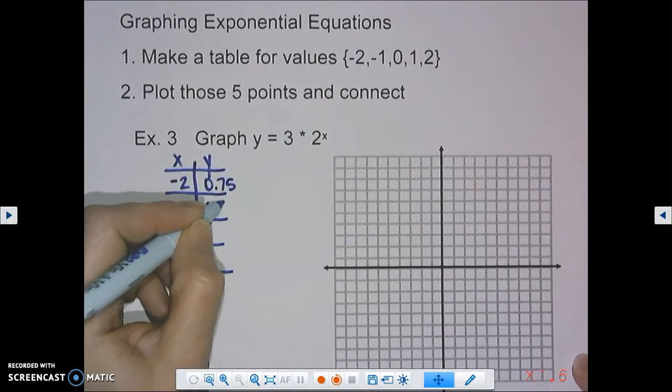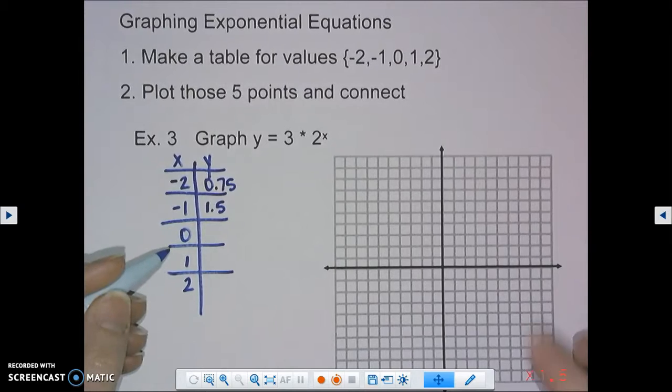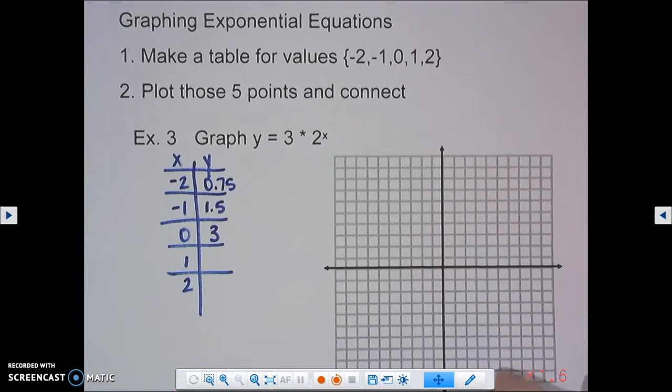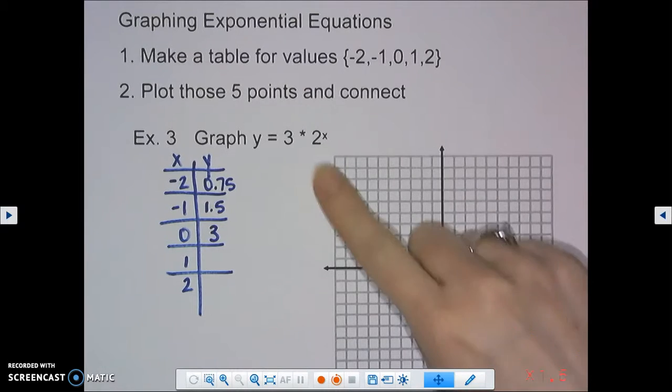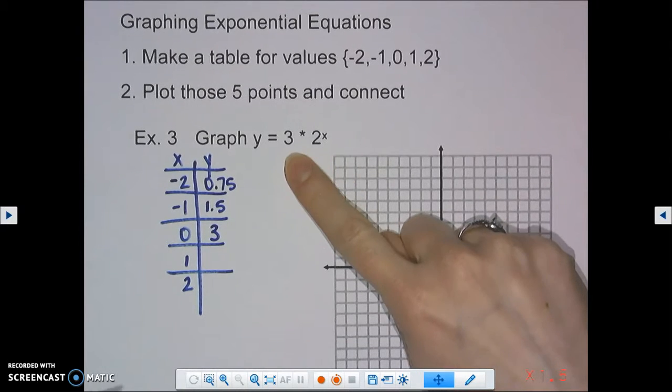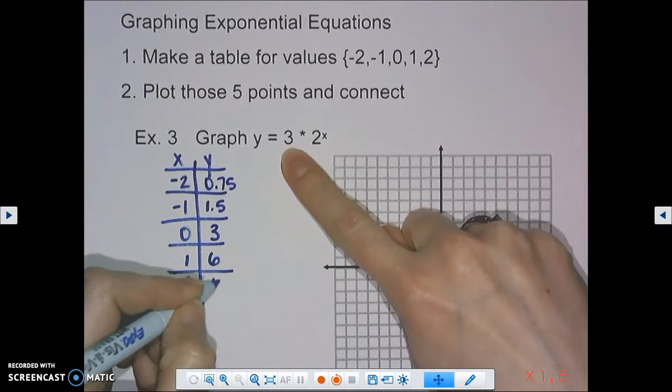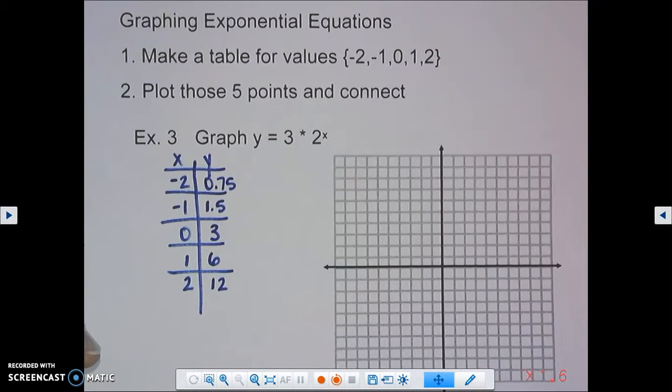I know if I plug in 0, that's going to make that be 1, so this would be 3. Plugging in 1, 2 to the first power is 2, times 3 gives us 6. And then 2 squared is 4, 4 times 3 is 12. So you don't even need to use the calculator in order to do any of these. And then we're just plotting these points.